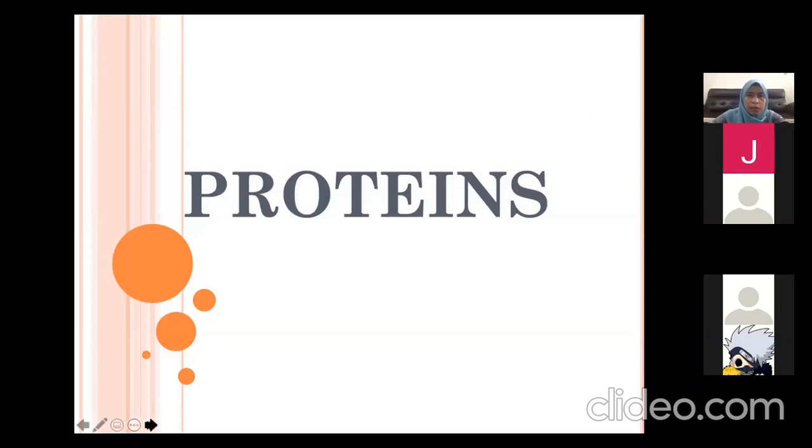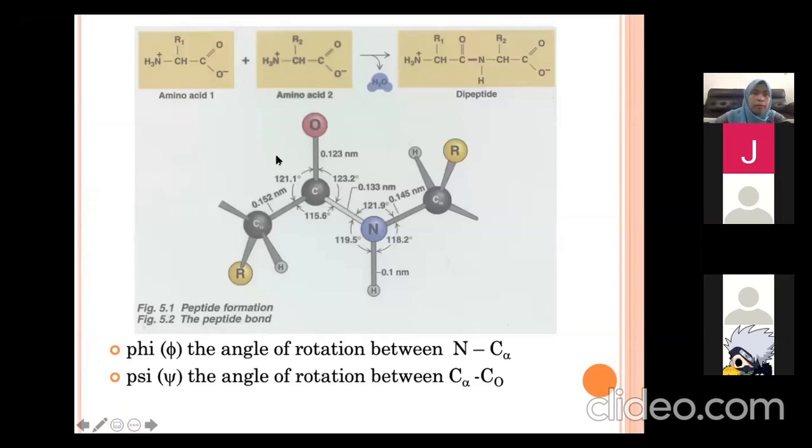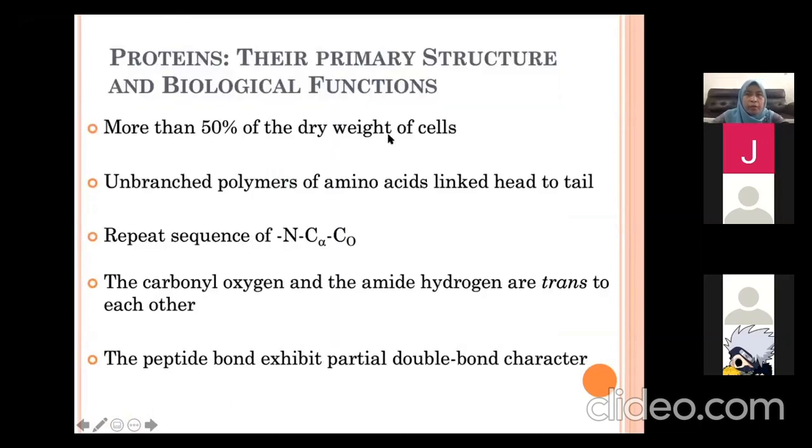Okay, so we have here protein. Let me just put it somewhere here. Okay, so more than 50% of the dry weight of a cell. We have unbranched polymers, amino acids linked head to tail. As usual, head to tail meaning from the N terminal to the tail, which is the C terminal. The repeat sequence will be NCC: nitrogen from the amino group, chiral carbon, and carbon from the carboxyl group. So we can see here the repeat NCC, NCC, and all those things.